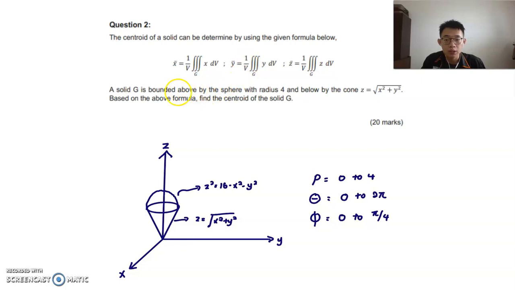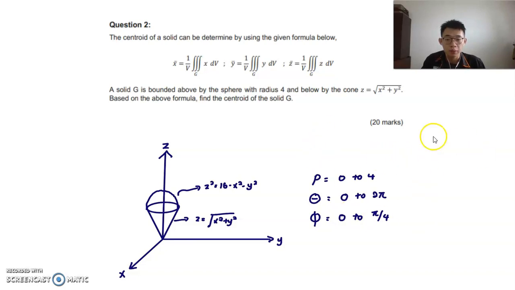And the solid G is bounded above by the sphere with radius 4 and below by the cone z equals square root of x squared plus y squared. Based on the above formula, find the centroid of solid G. Okay, so for this question, first we have to sketch out the solid G based on the equation given.